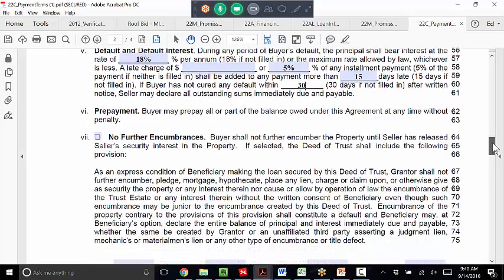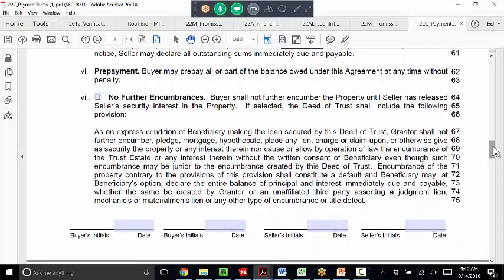Because remember, as the seller in this scenario, you're acting as the lender. So all of these provisions and protections treat you as a lender. All right, paragraph 6. Prepayment. Buyer may prepay all or part of the balance owed under this agreement at any time without penalty. Under Dodd-Frank, prepayment penalties are illegal. So this explicitly doesn't allow them. It prohibits them.